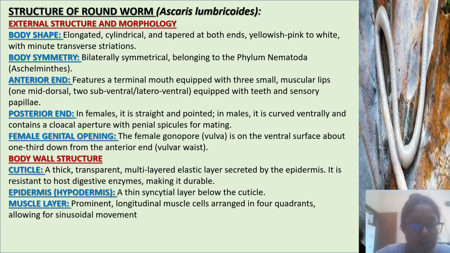Next, body wall structure. Cuticle: a thick, transparent, multi-layered elastic layer secreted by the epidermis. It is resistant to host digestive enzymes, making it durable. Next, epidermis or hypodermis: a thin syncytial layer below the cuticle. Next, muscle layer: prominent longitudinal muscle cells arranged in 4 quadrants, allowing for sinusoidal movement.